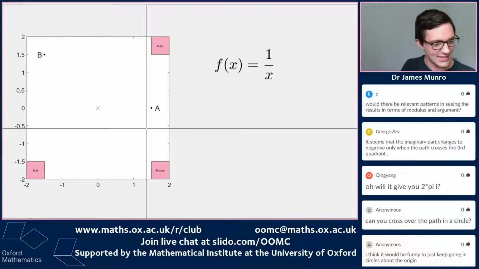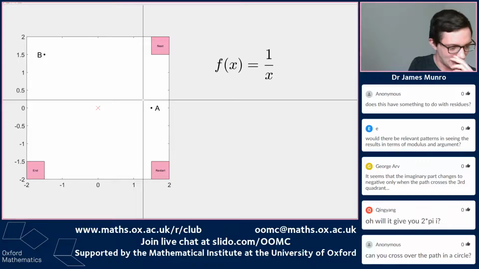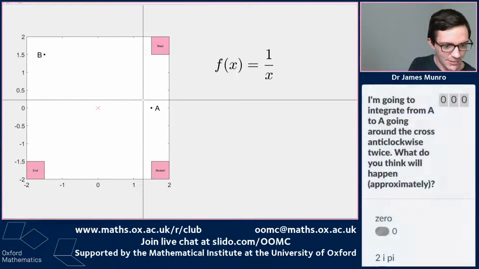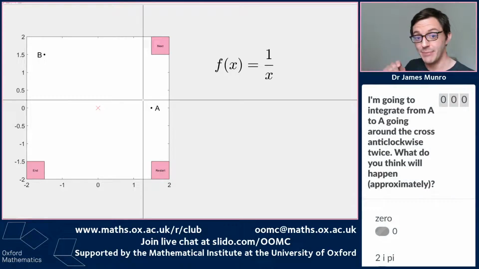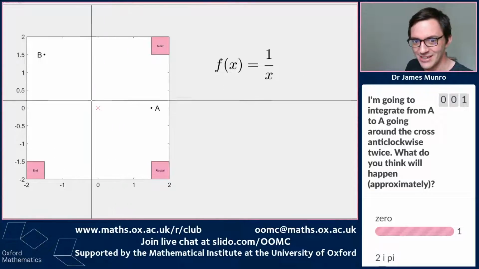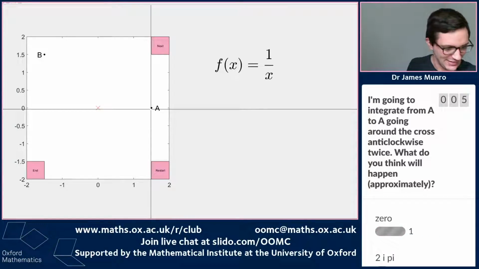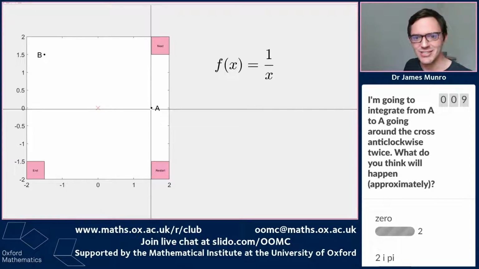So we are seeing some patterns here, and I guess I've got a question. I'll put it as a poll. Yeah, here we go. This is a poll that I set up before. Here's what I'm going to do. I'm going to integrate from A back to A, and I'm going to go around the origin anti-clockwise, twice. So this is the thing people have been asking for, where I go around twice, looping around, and get back to A. What do you think is going to happen with that one? The options are 0, 2i pi, 4i pi, minus 2i pi, or something else.